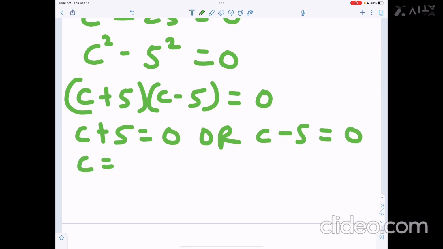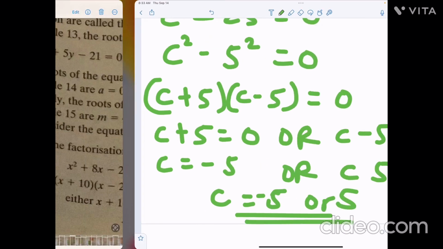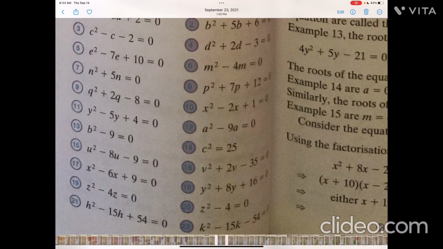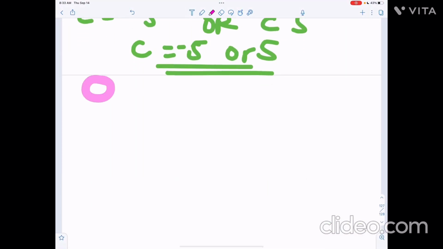That gives you c is what? 0 minus 5, minus 5, or c is 0 plus 5, 5. So c is minus 5 or 5. So that's number 14. Okay, there's another way of doing number 14. You could also do it like this.